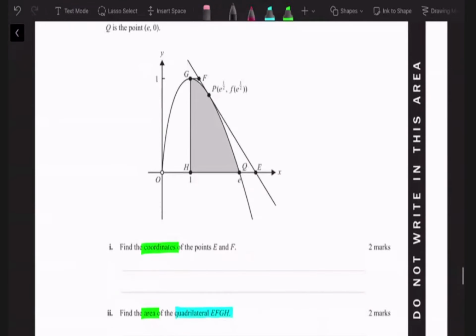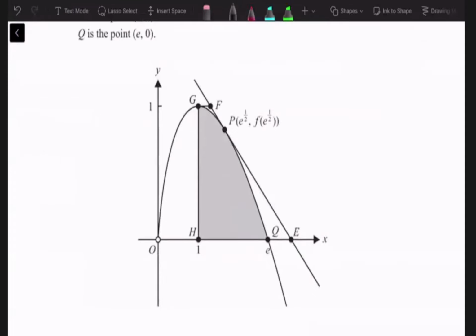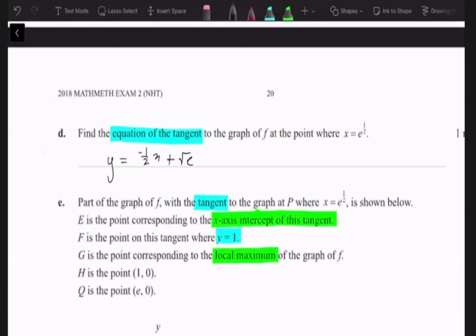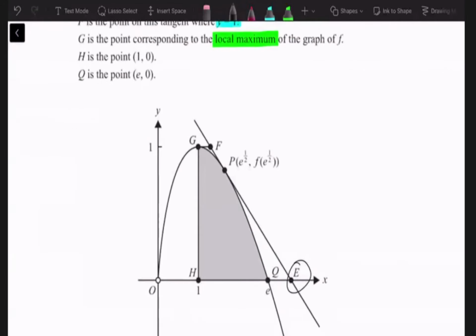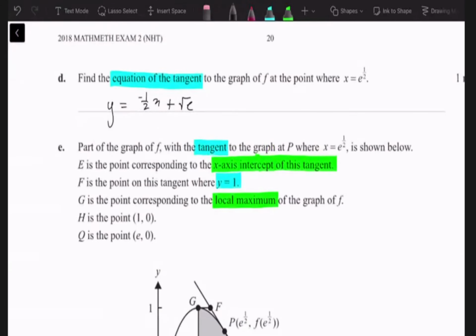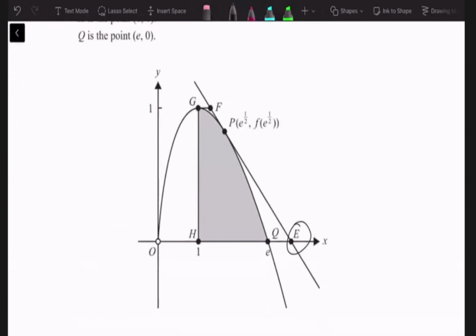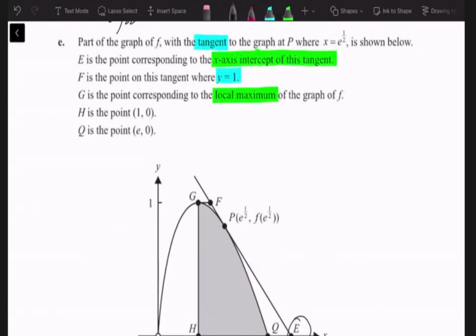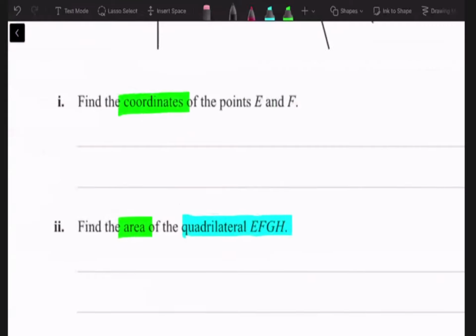So find the coordinates of E and F. So E is the x-intercept of the tangent, so just let y equals 0 to find this. And F is the point at which the tangent equals 1, as it says here. So just let y equals 1 and find x values for both of them.